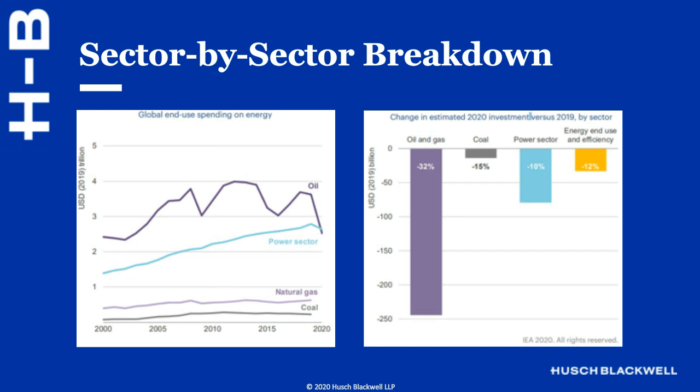Then over on the right, taking a look again, you can see that the oil and gas estimated investment in 2019 and 2020 is estimated to be down 32%. Coal was already down, is down 15%. Even the power sector is down 10, and energy end use and efficiency is down 12.